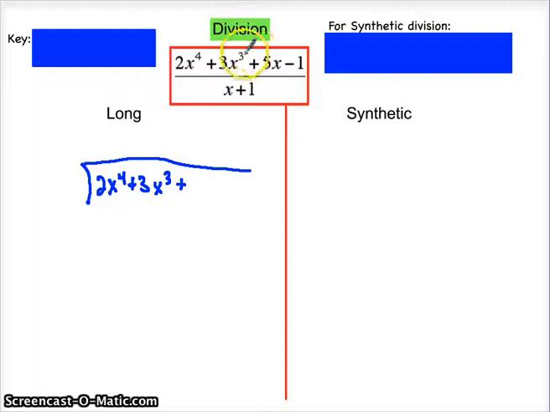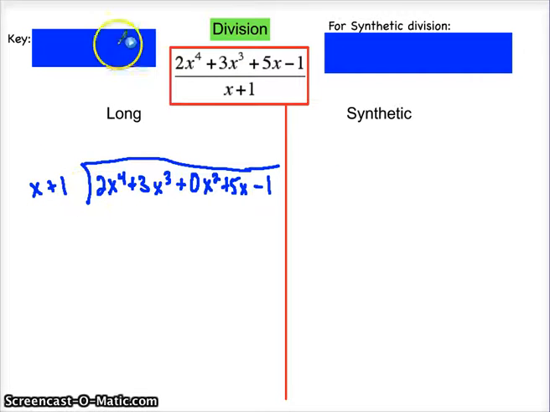plus, now you'll notice there's no x squared term in here. We need to have all of our terms represented. So before I go any further, I need to put in a 0x squared. Then I can continue with plus 5x minus 1. Again, make sure all of those placeholders, all those terms are represented. On the outside, we're going to divide by our denominator, so x plus 1. So let's go ahead and divide that in.